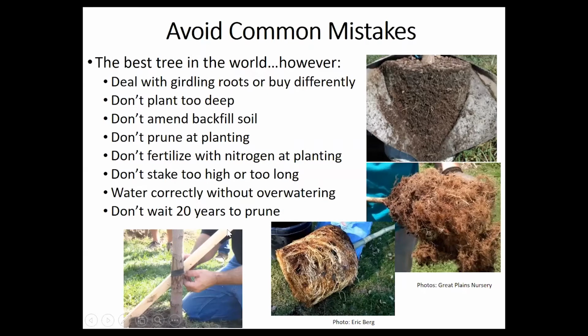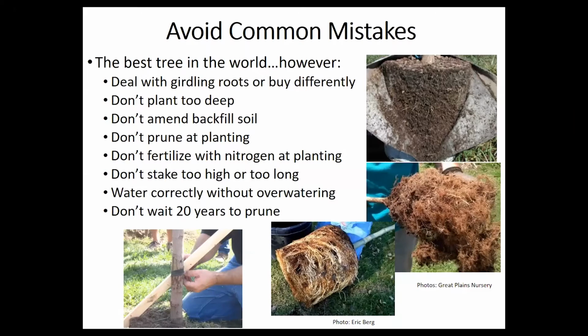So this means taking a stake and putting it in diagonally towards the base of the tree, wrapping with a wide material, and doing it for about 1 year. And water correctly without overwatering. By correctly, I mean keep the soil moist about 8 to 12 inches deep and at least 2 feet outside the planting hole, because those roots grow out, not necessarily down. If you go much deeper than 8 to 12 inches, you're wasting water. And don't wait 20 years to prune until a major issue has developed if you want to have good structure.